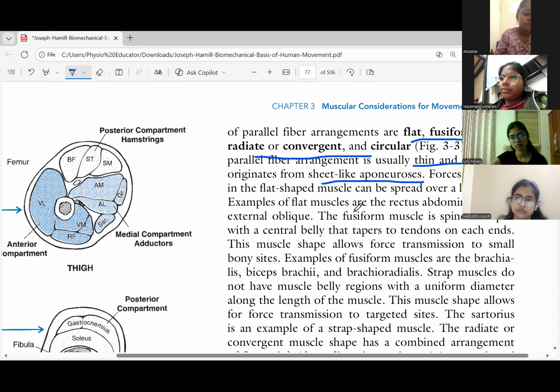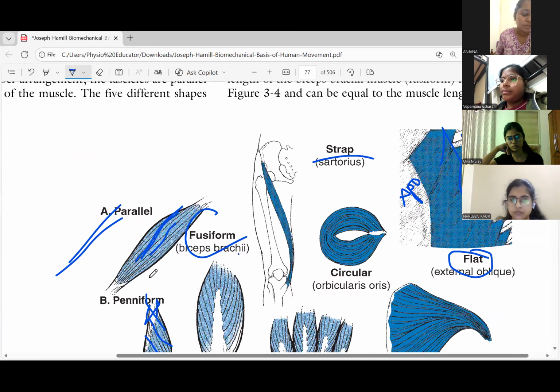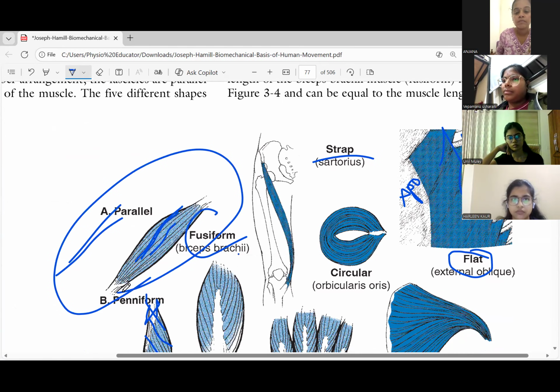The second one, we have fusiform. What does fusiform mean? Fusiform is where the muscle ends with tendons on both ends. For example, look over here, guys. Can you see the biceps over here? It has tendons at origin as well as insertion. If anything has tendons at origin and insertion, that is called fusiform muscle fiber.